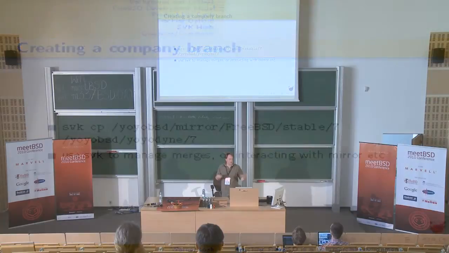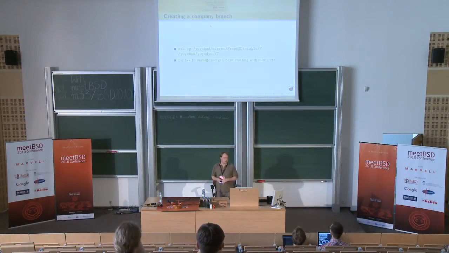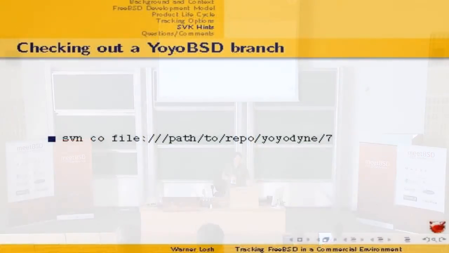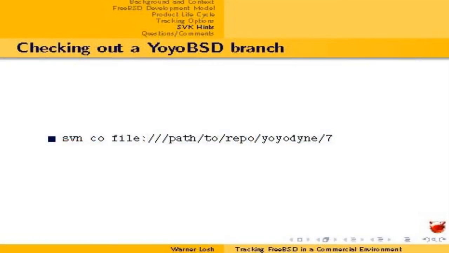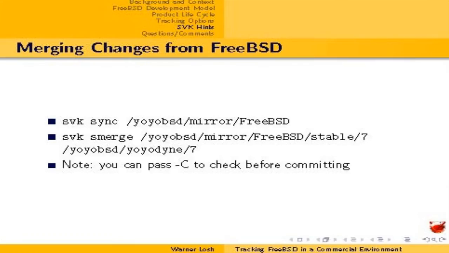Once you've created the repository, you need to create a branch. And you use SVK to manage the merges from the mirror to your customized version of FreeBSD. This just runs through the different levels on how to do the different steps. I think I'm going to skip over that.